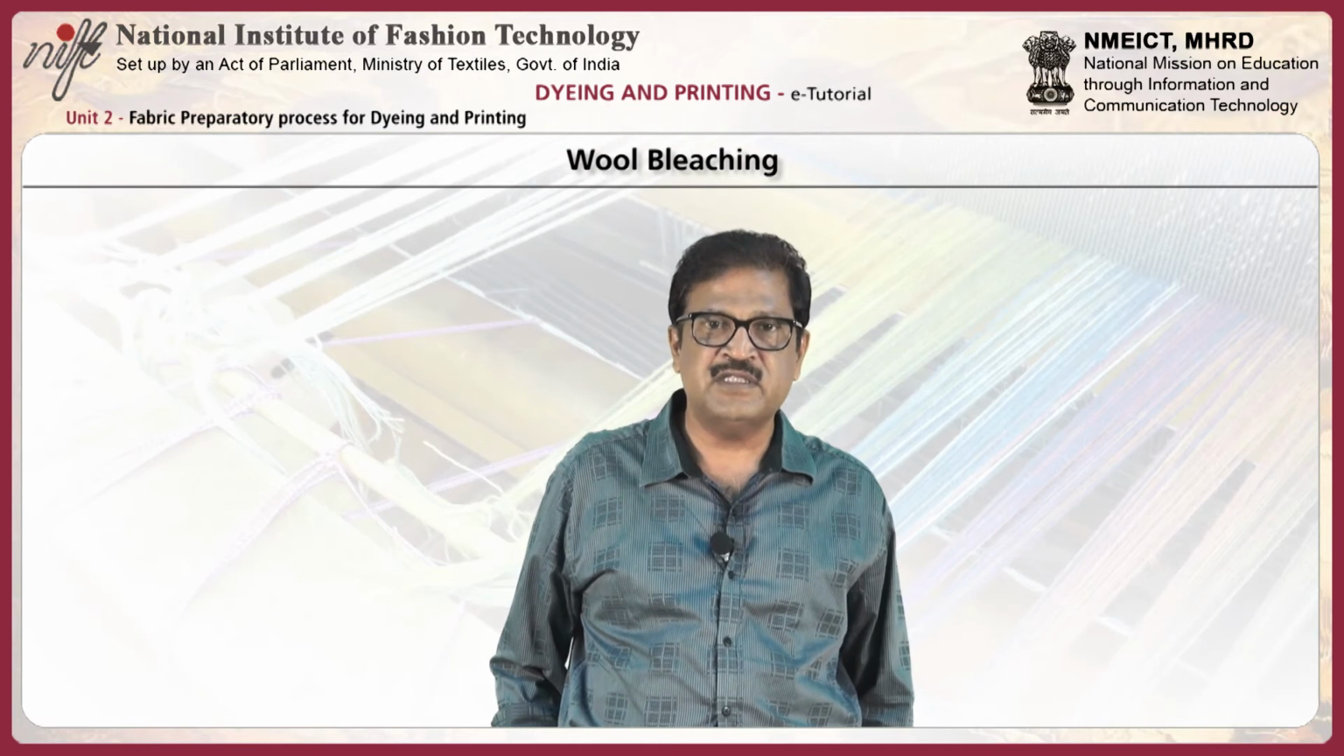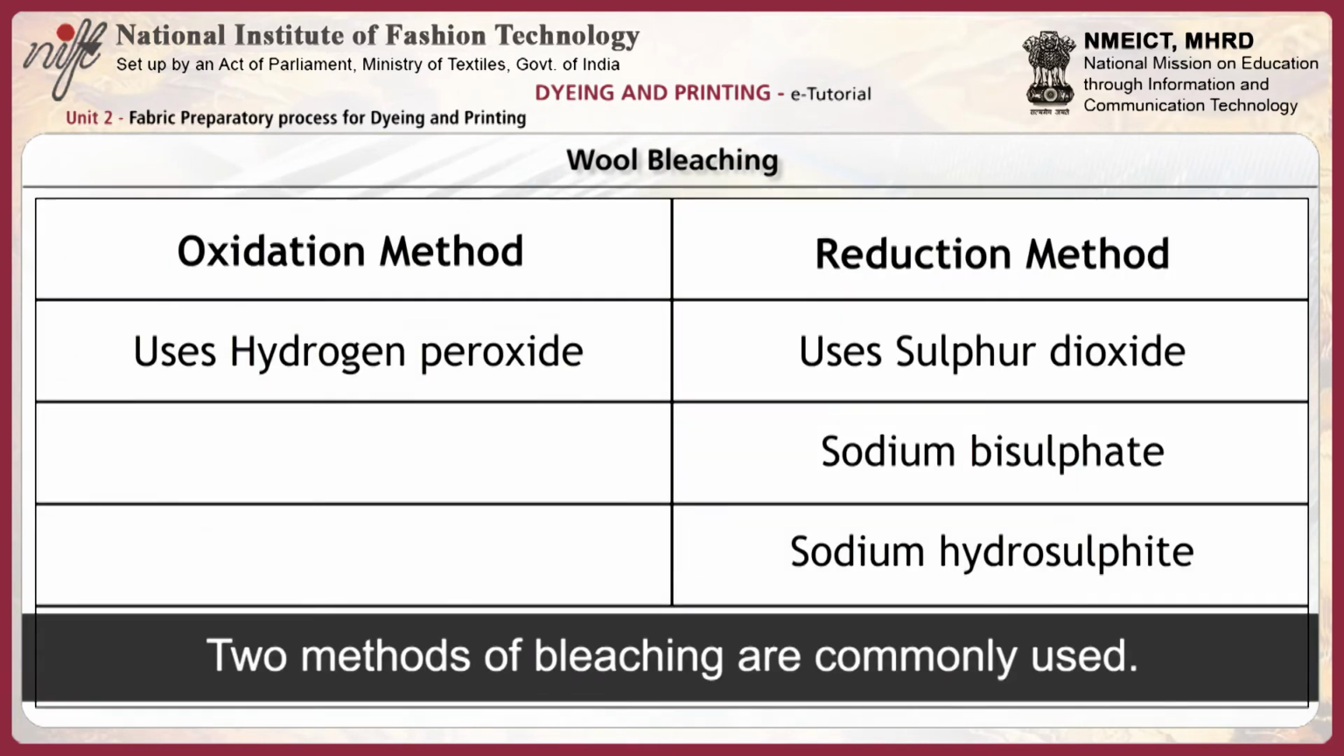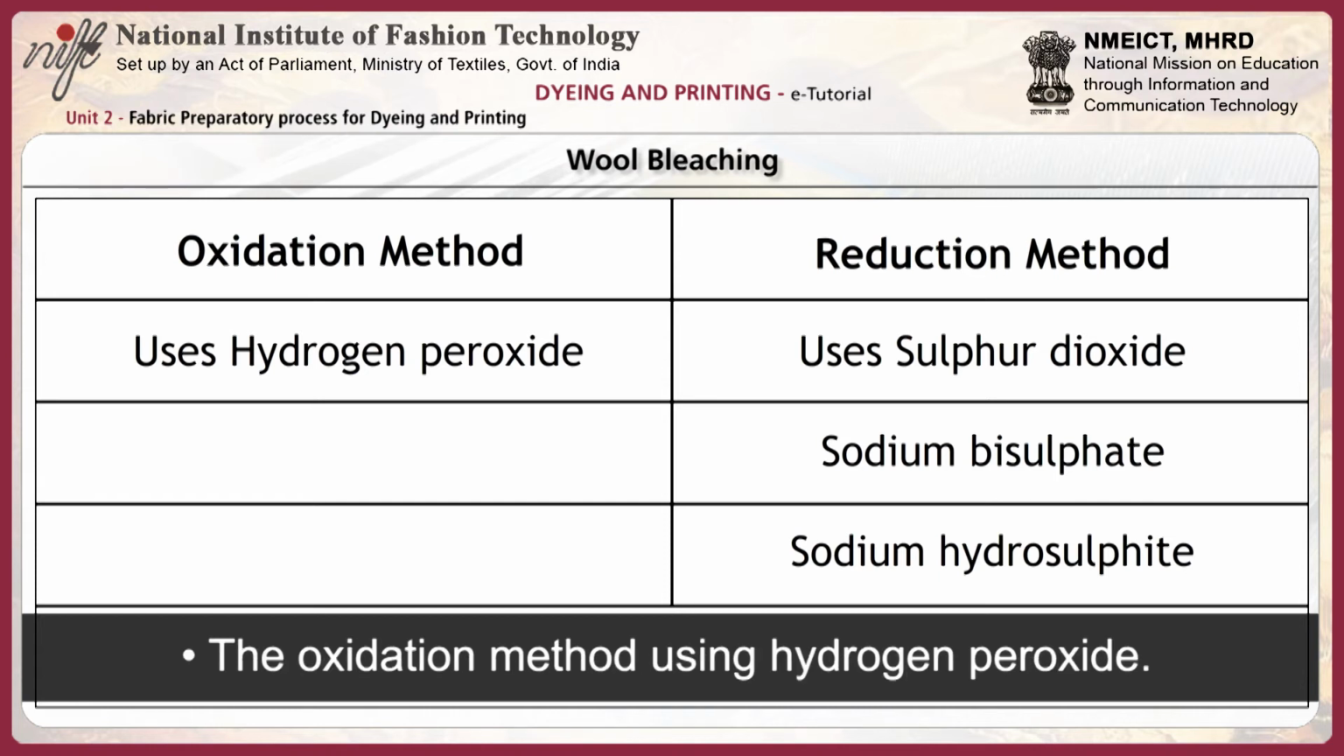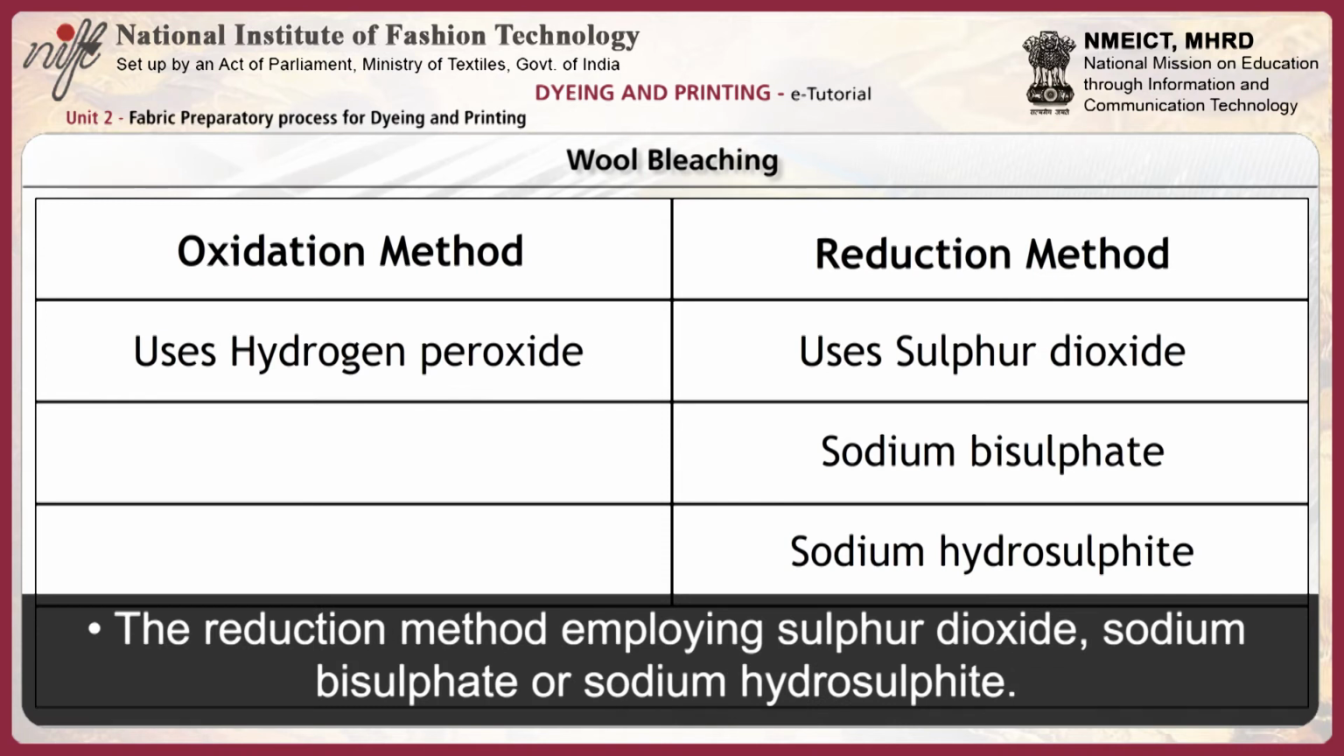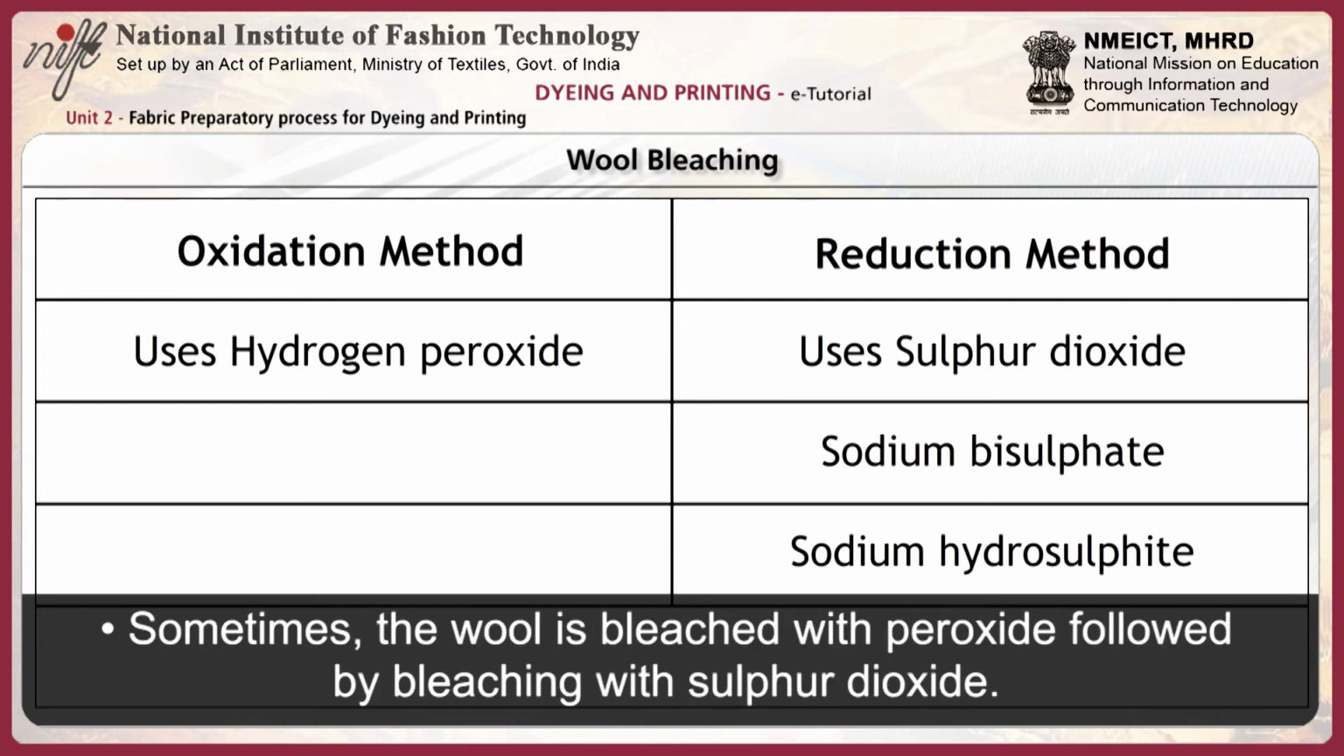Next, we will discuss wool bleaching. Two methods of bleaching are commonly used: the oxidation method using hydrogen peroxide, and the reduction method employing sulfur dioxide, sodium bisulfite or sodium hydrosulfide. Sometimes the wool is bleached with peroxide followed by bleaching with sulfur dioxide.